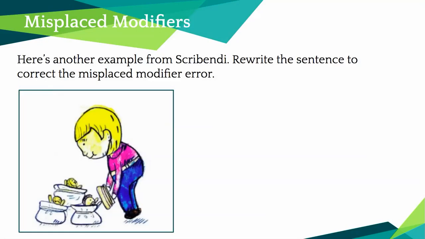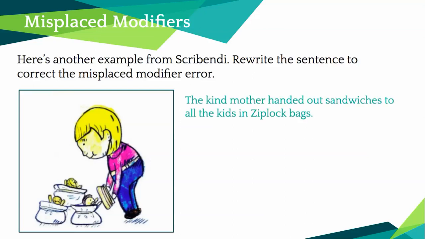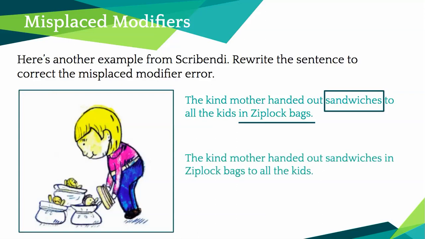Here's another Scribendi example. Try rewriting the sentence to correct the error. The kind mother handed out sandwiches to all the kids in Ziploc bags. Okay, a little silly. The illustration, of course, shows the children in Ziploc bags. We know that's not what the writer intended, but the writer needs to say it the way they intend. So what's the problem? You should be able to pick up pretty quickly because the illustration helps. In Ziploc bags isn't where it should be. It needs to be placed closer to sandwiches. So a revision might sound like this. The kind mother handed out sandwiches in Ziploc bags to all the kids.